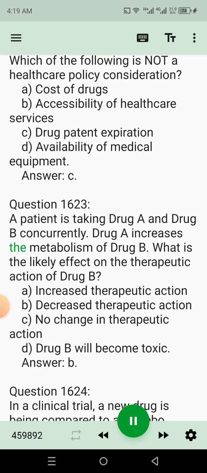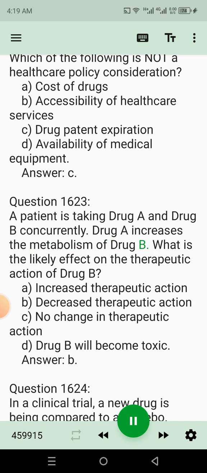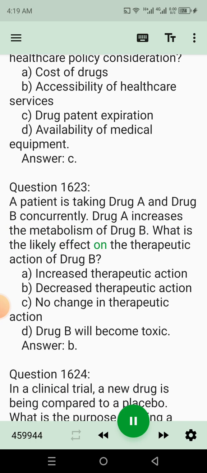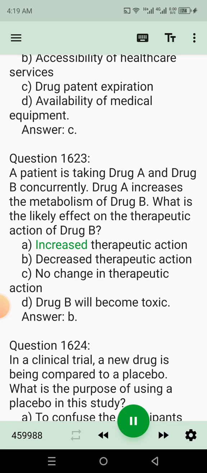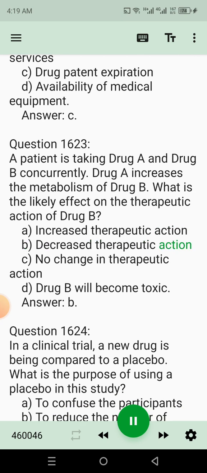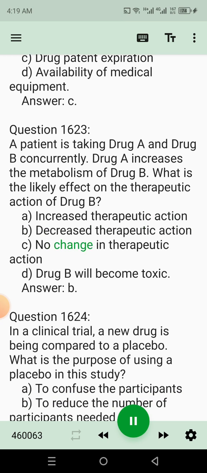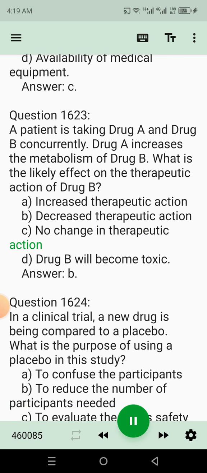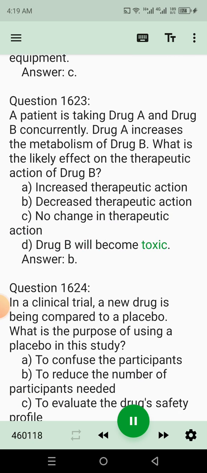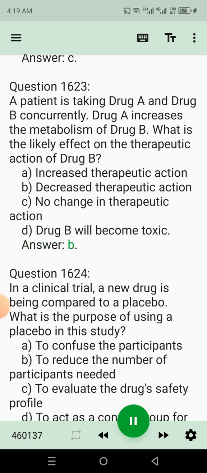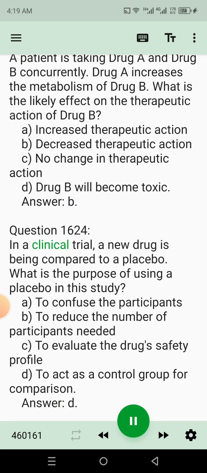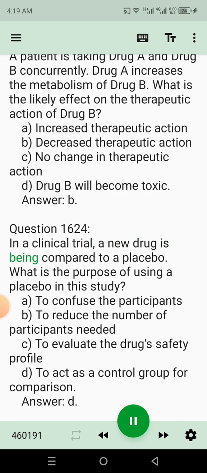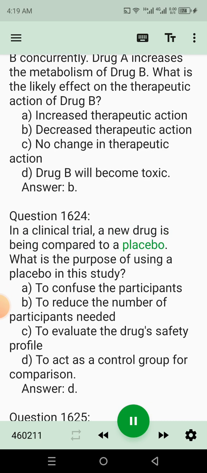Question 1623. A patient is taking drug A and drug B concurrently. Drug A increases the metabolism of drug B. What is the likely effect on the therapeutic action of drug B? A. Increased therapeutic action. B. Decreased therapeutic action. C. No change in therapeutic action. D. Drug B will become toxic. Answer: B.